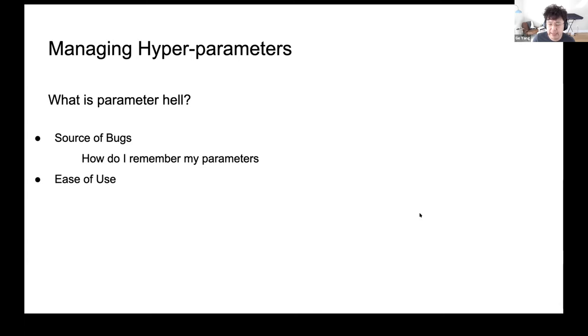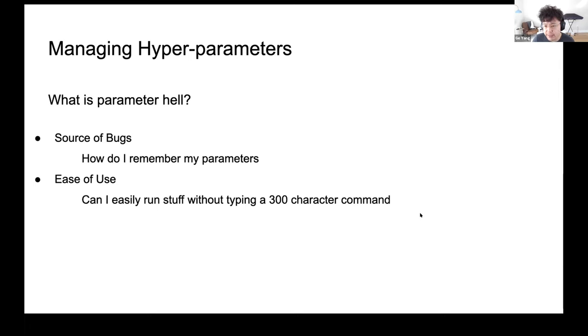And then there's the problem of ease of use. If you do everything as arguments from the command line, it's very easy to end up with a very long command with many different things. That's why people start to use YAML files to manage their hyperparameter settings for different experiments. But as I said earlier, that also poses its own problems, because the YAML files can also contain bugs like mistyped arguments.